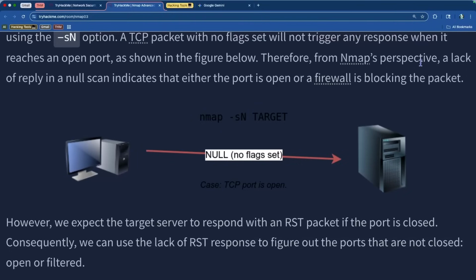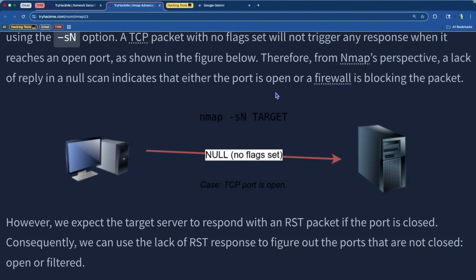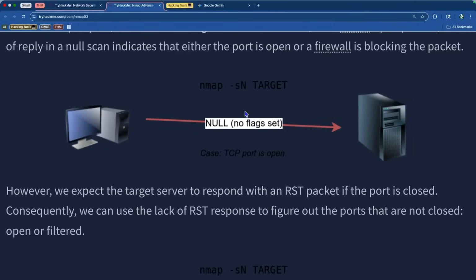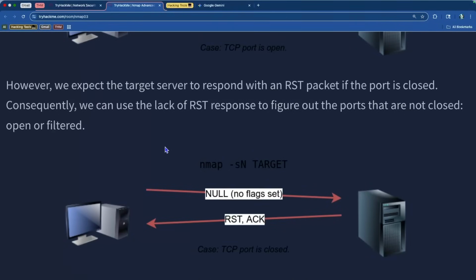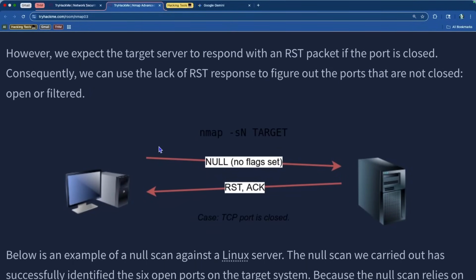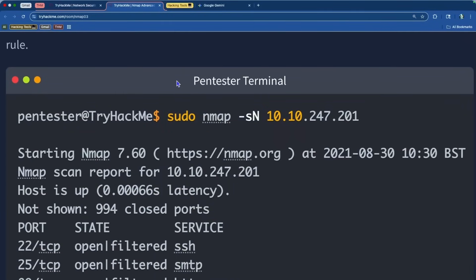From the Nmap perspective, a lack of a reply in a null scan indicates that either the port is open or a firewall is blocking the packet. If it replies with something, it'll typically reply with a reset and acknowledgement, meaning that the port is closed. So as long as we don't get a reply from that port, Nmap makes an educated guess that it's either open or sitting behind a firewall, meaning it's filtered. This is an example of what a null scan will look like.